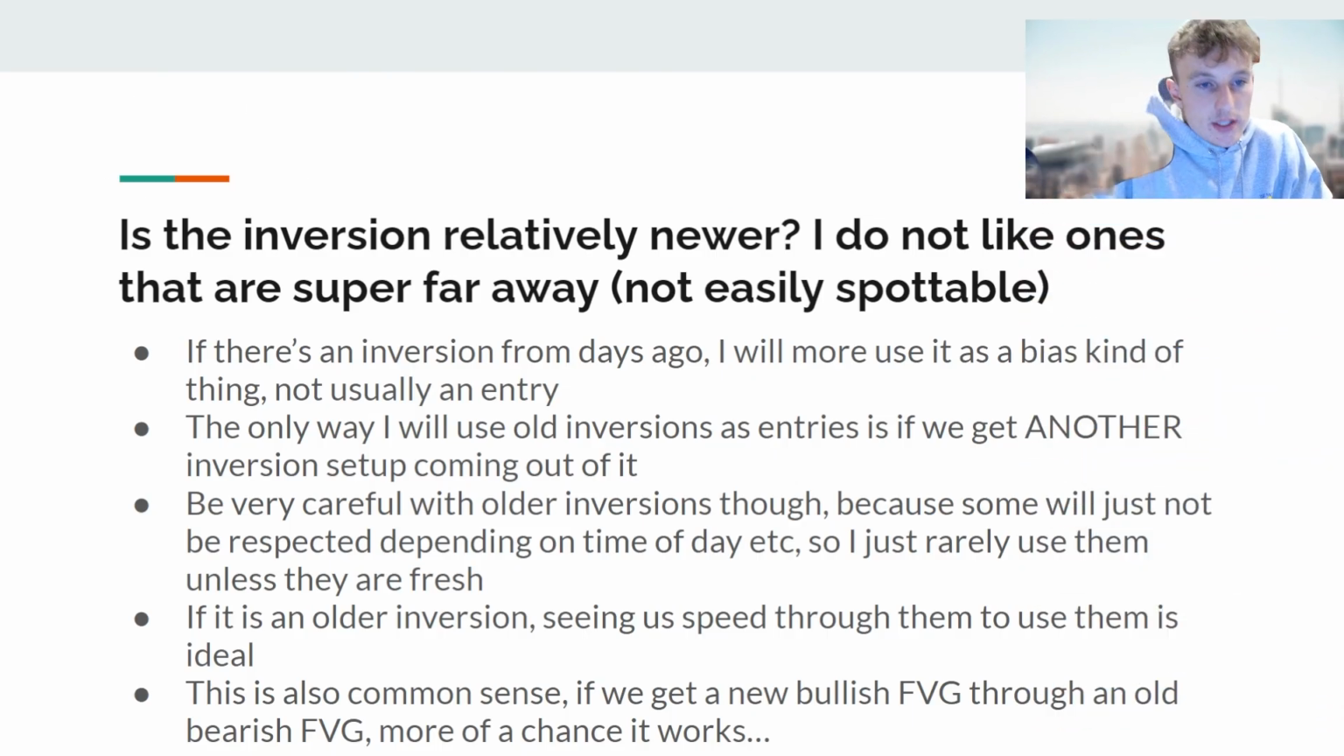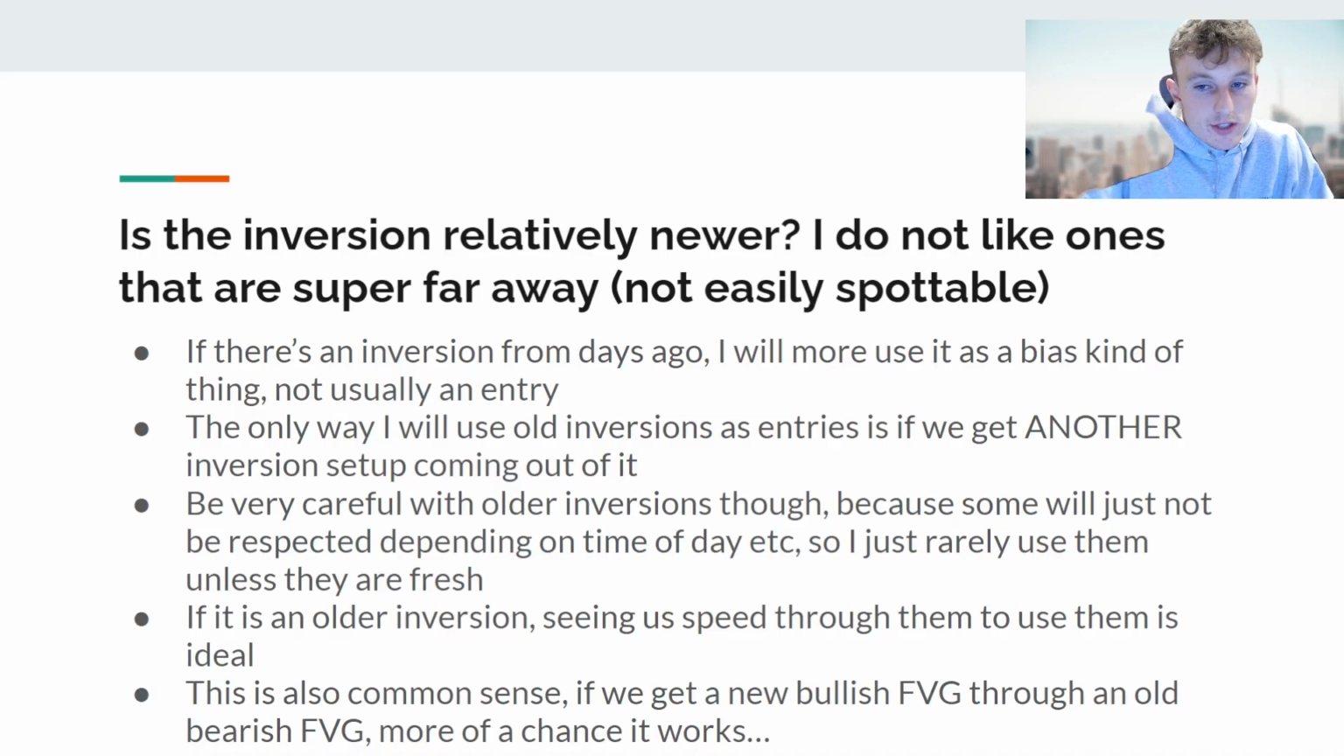So this one is the inversion, relatively newer. If it's far away, like I said, I do not like it that much. There will be some that are far away. You're not going to be able to spot them unless you try to spot them. If you try to spot them, it's probably not a good one. If it automatically pops out to you, it's probably a good one.